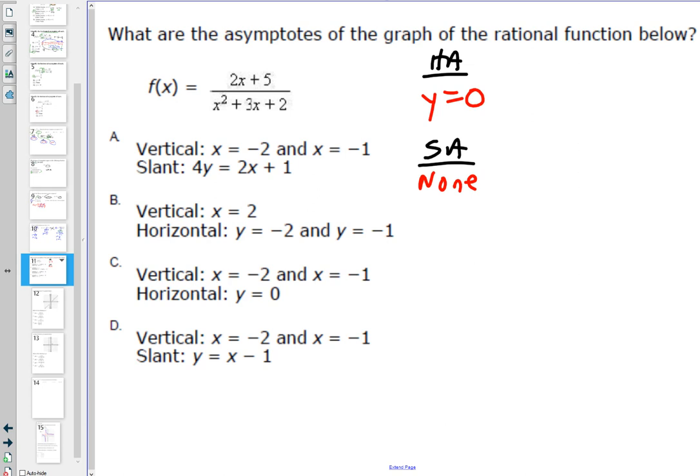Hold on, let's see. I don't care about multiple choice. I want to find them on my own, and then I'll compare and contrast afterwards. Then for vertical asymptotes, we have to factor. I can't factor the numerator, but the denominator does become x plus 1 and x plus 2. And I can tell none of those cancel. So I'm going to have vertical asymptotes at x is negative 1 and at x is negative 2. So which one of those says that?